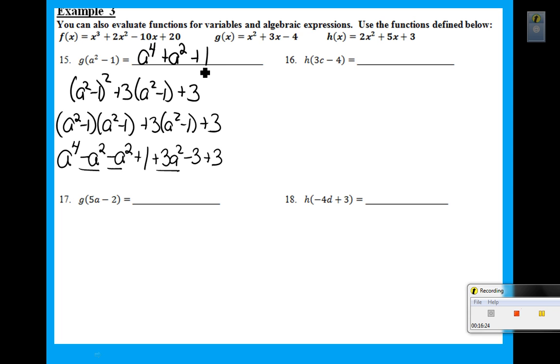And then we have that going. So we got everything going there. Okay, so just distribute, combine your like terms, and then we'll go get them.